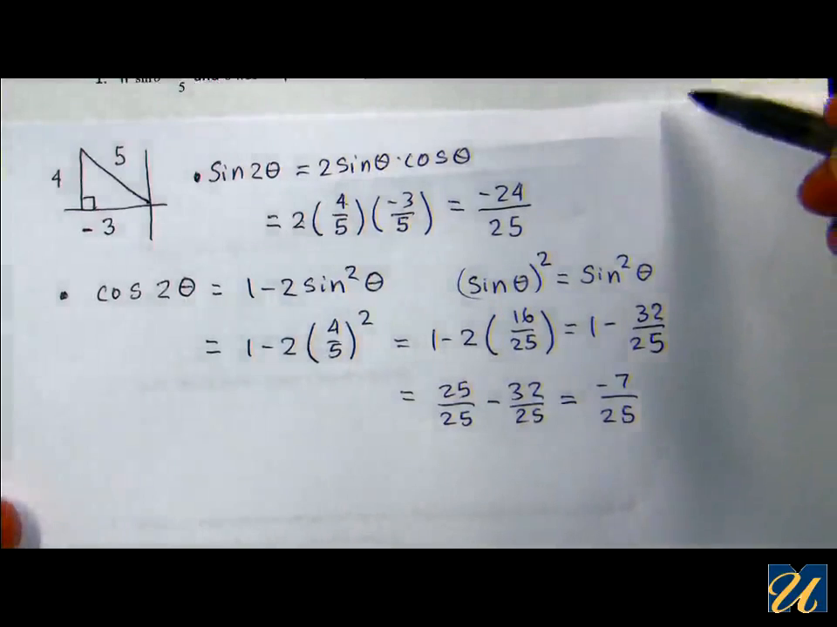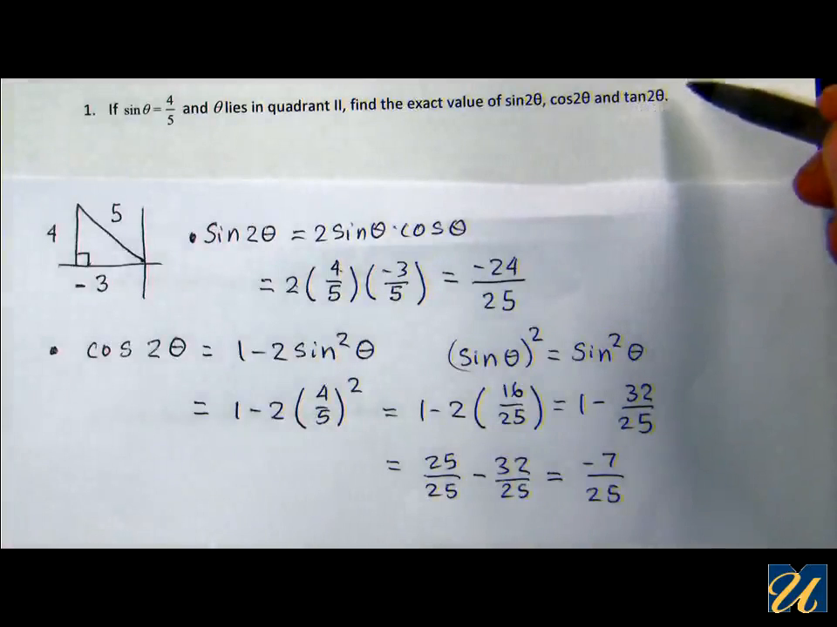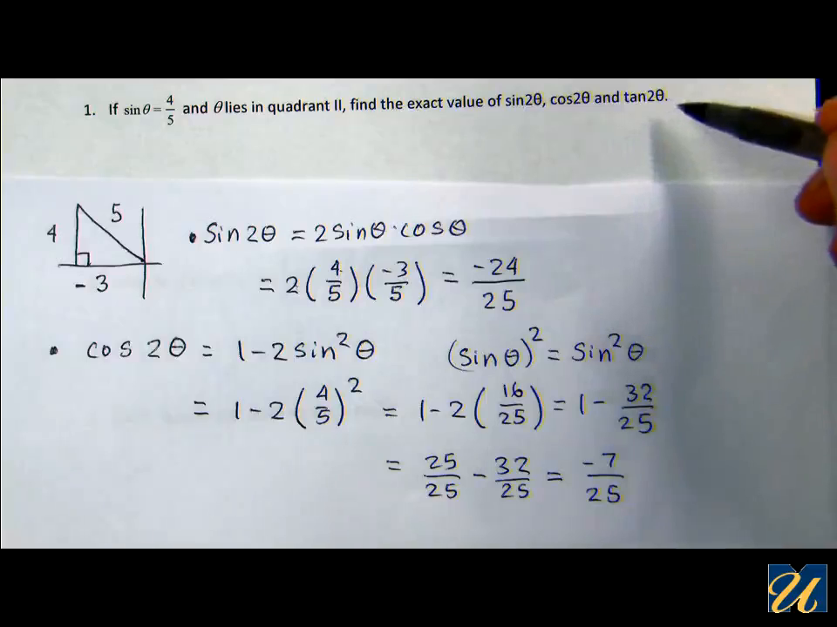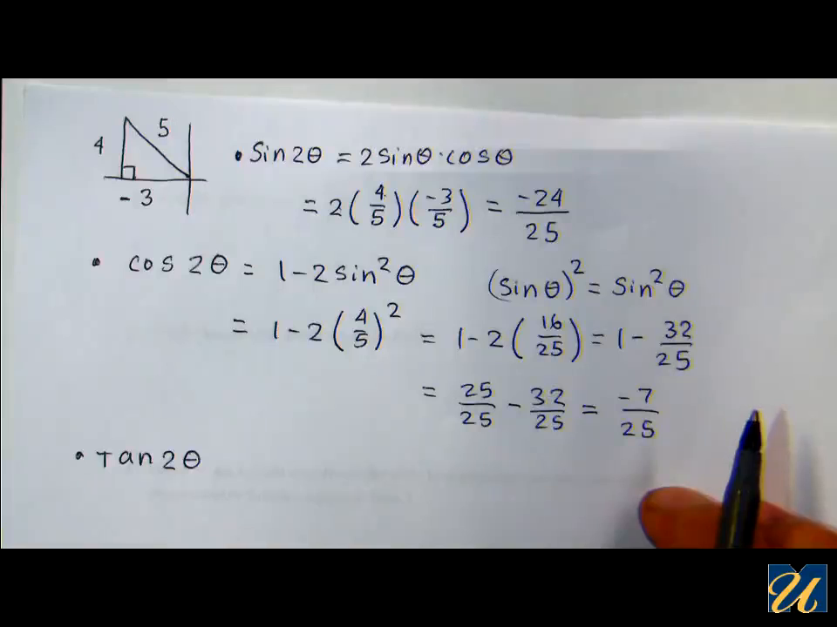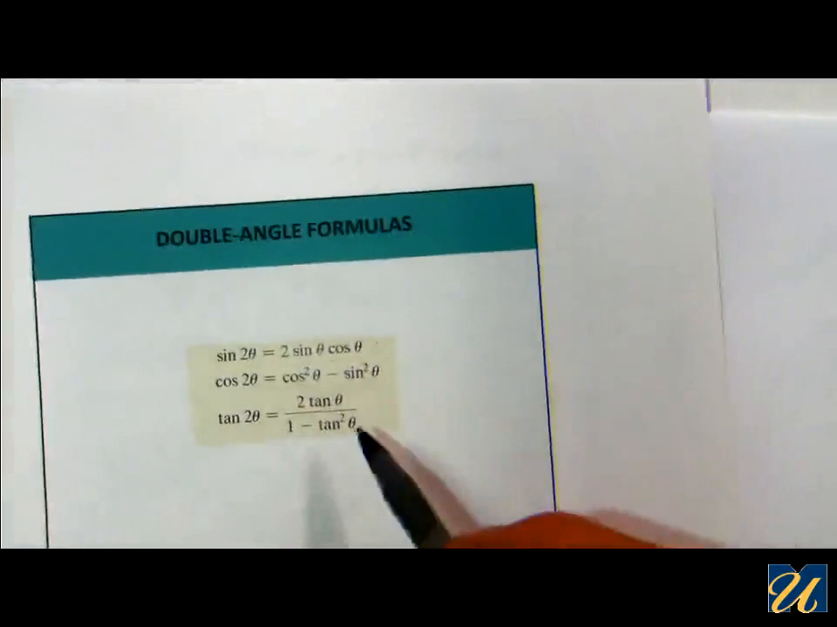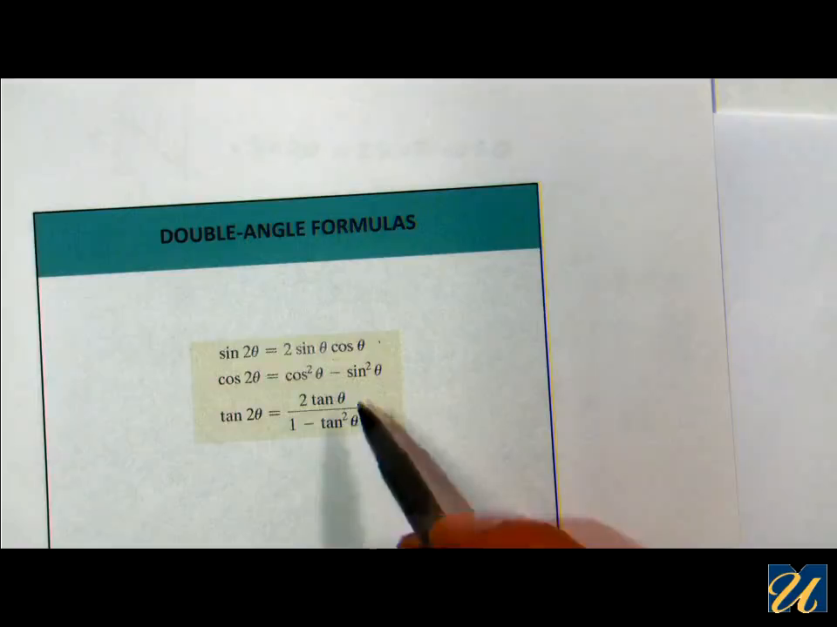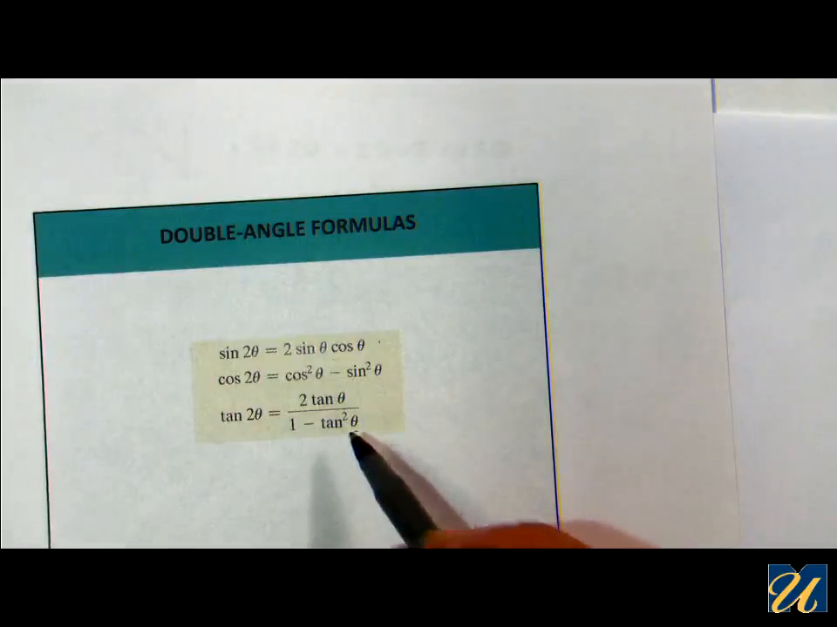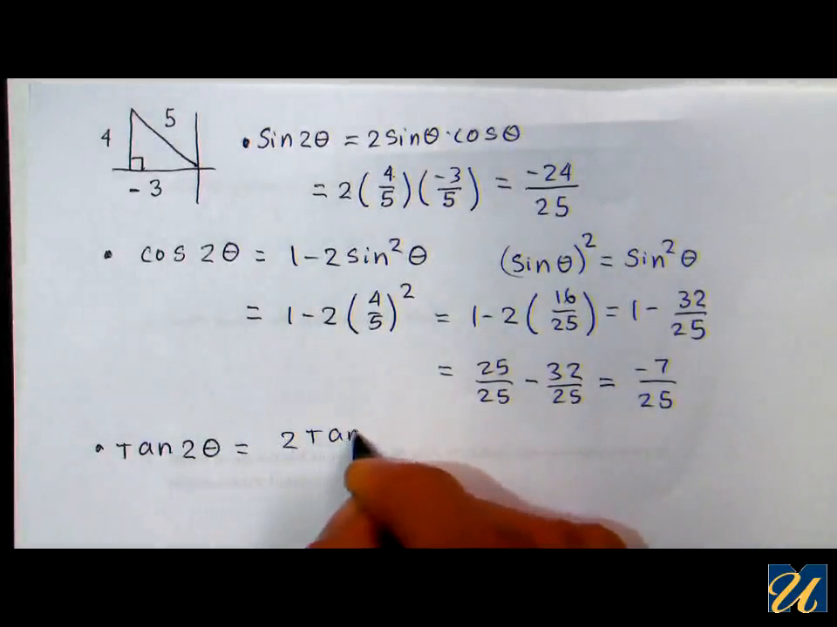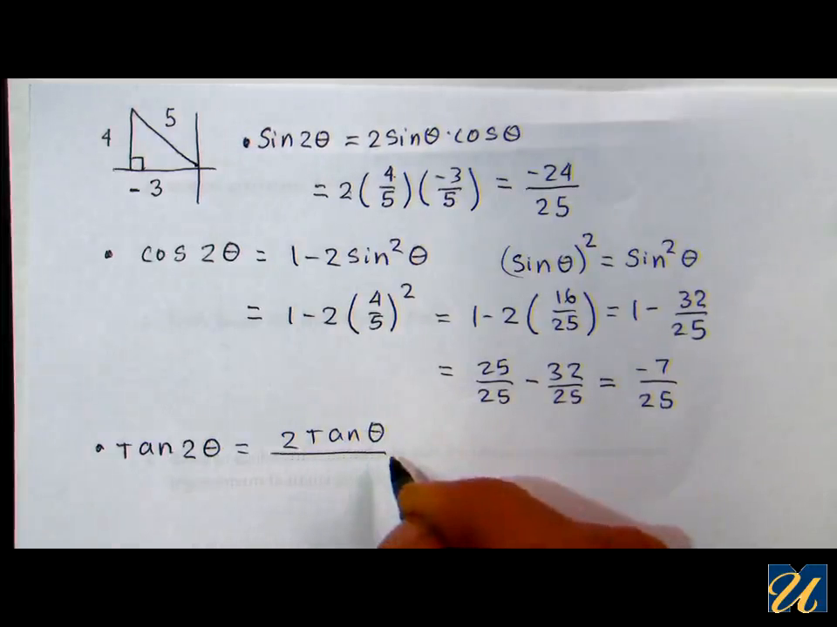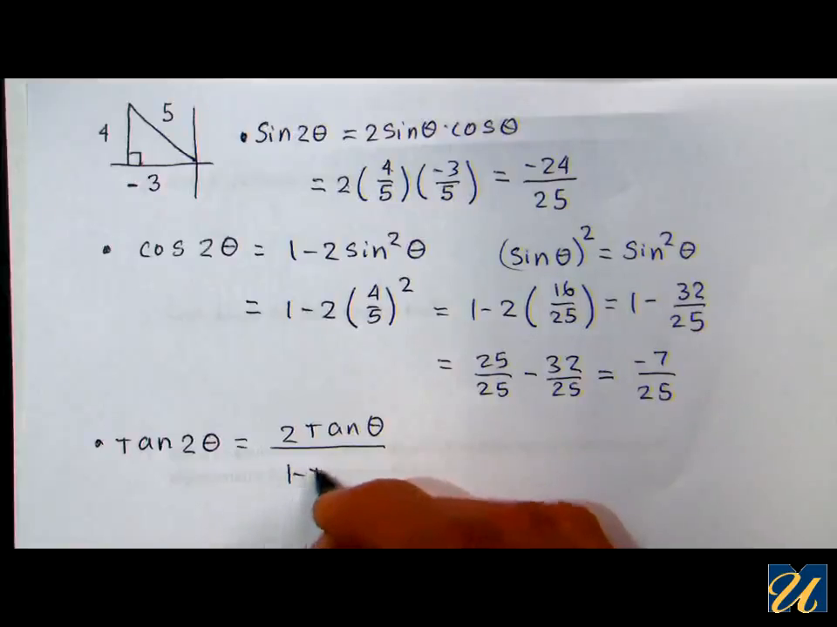The last one we need to do here is the tangent of 2 theta, right there. So we have to do that one. So let's try that. Tangent of 2 theta. So we need our identity formula for that. Tangent of 2 theta, here it is. 2 tangent theta divided by 1 minus tangent square theta. So let's get that one written down. 2 times tangent theta divided by 1 minus tangent square theta.